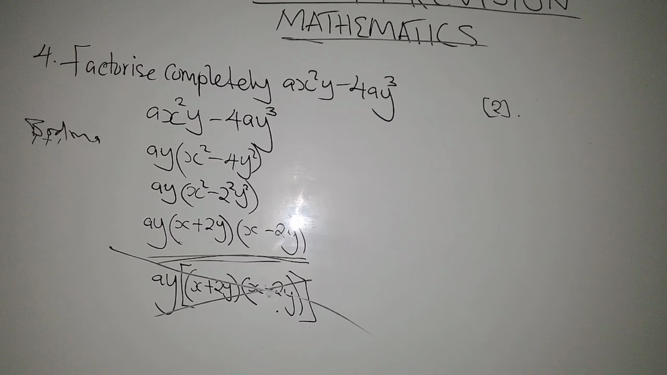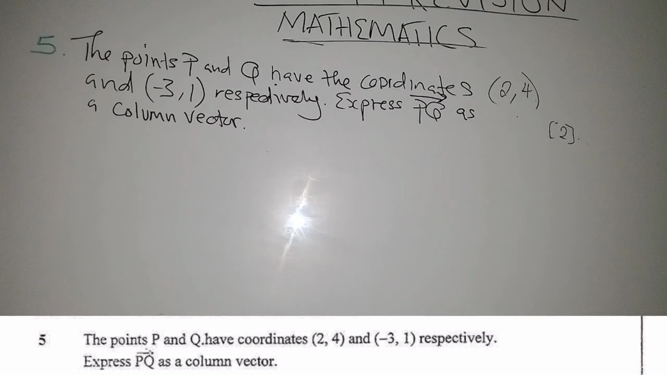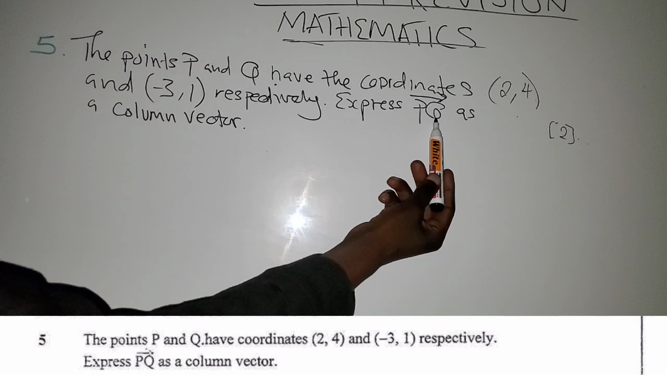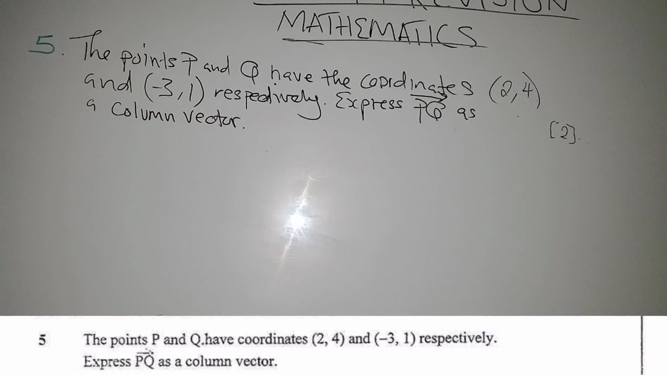So this is the fifth question, and the question says the points P and Q have the coordinates 2, 4 and -3, 1 respectively, meaning in that order: the coordinates for P are 2, 4, for Q are -3, 1. That's the meaning of respectively. What's the question? Express vector PQ as a column vector.